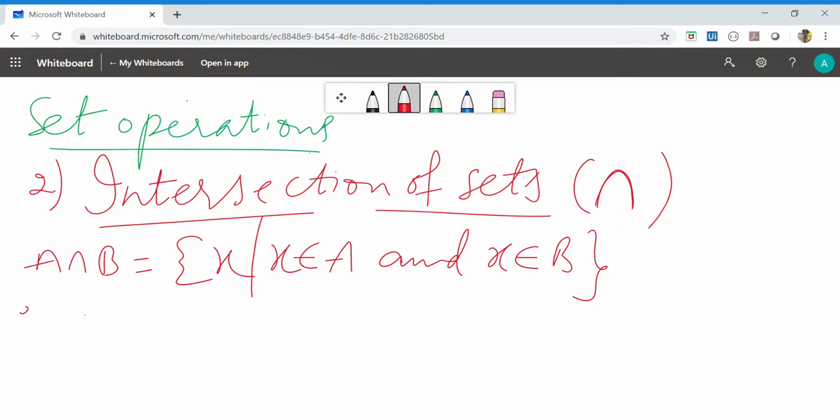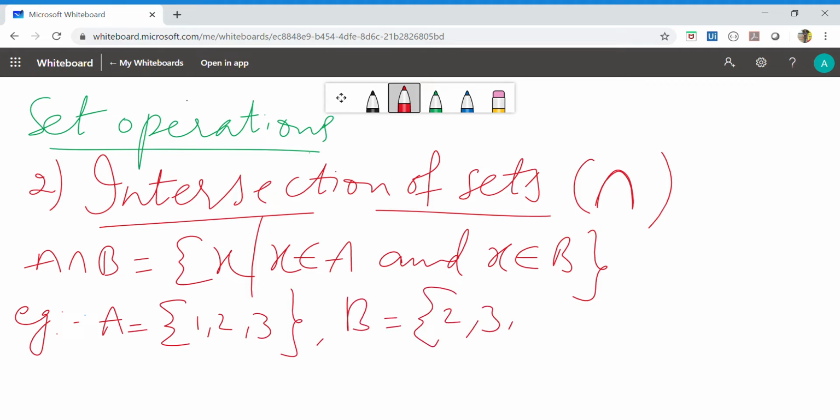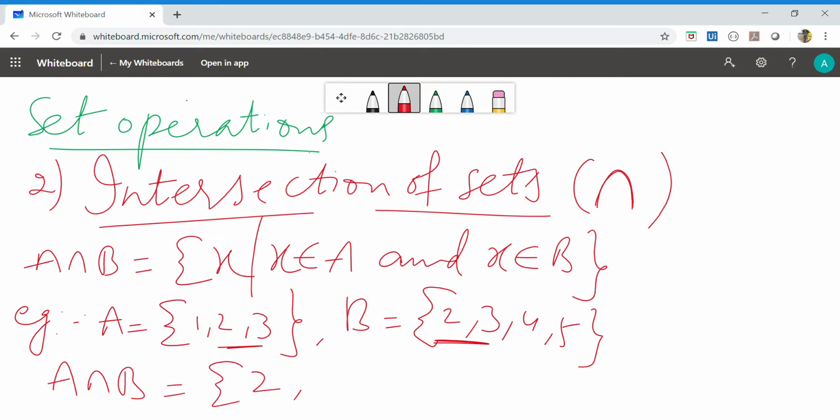For example, take A equal to the set {1, 2, 3} and B equal to the set {2, 3, 4, 5}, just like the previous example. Then what are the common elements in A and B? The common elements in A and B are 2, 3. So 2, 3 comes under the intersection. The repeated elements you write only once. That means the common elements in set A and set B. And here the connective used is 'and'. Previously the connective used was 'or'.